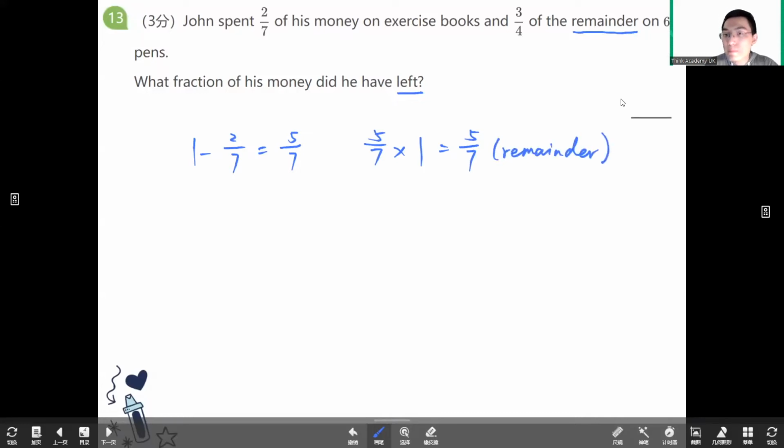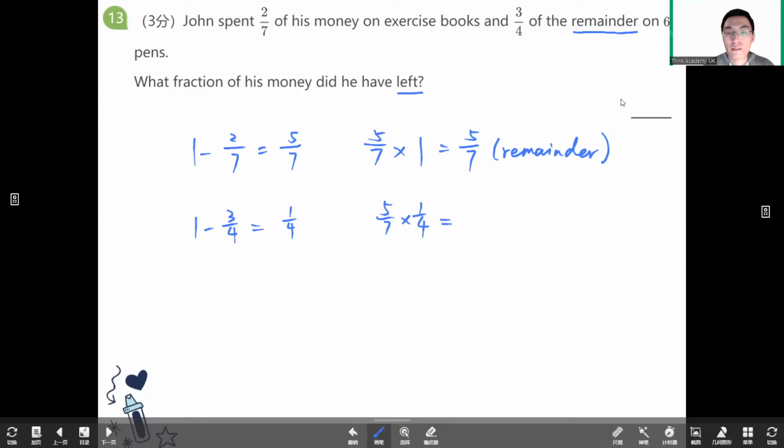And he then spent 3/4 of the remainder on 6 pens. So what's left? You can first multiply 3/4 and then use the remainder, the 5/7, to take away the product. Or you can do it simply. You can simply write 1 minus 3/4. This will be the fraction that's left after buying the 6 pens, which is 1/4. And then multiply the quarter with the remainder, the 5/7.